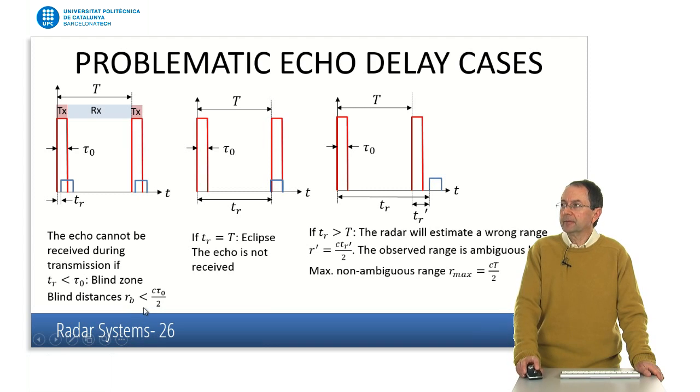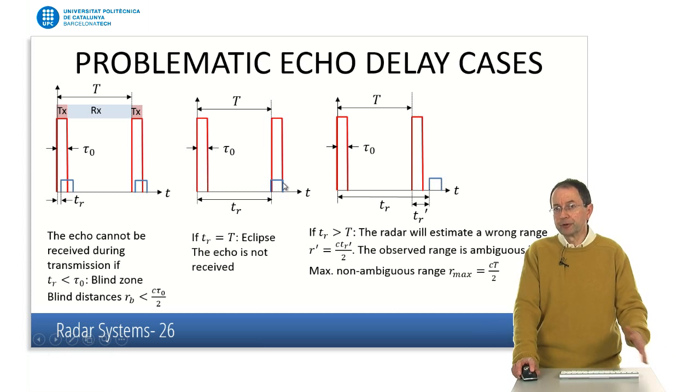If the delay is increased, we can reach a point where the delay is exactly equal to the period of repetition of pulses. In this case, we have an eclipse between the transmission and the reception of the echo. Because the radar is multiplexed, the transmitter and receiver are working at different times, we cannot obtain this echo. So for certain ranges, we are not going to see the targets.